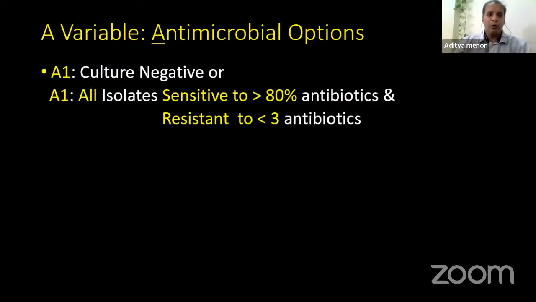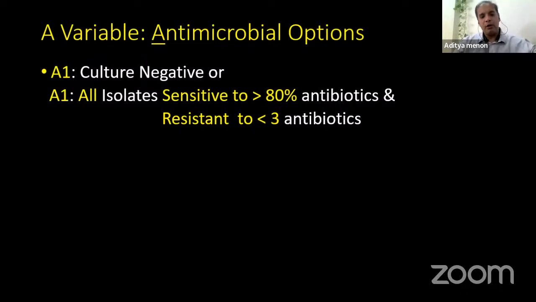Looking at the antimicrobial options, logically, it would go from less resistance to maximum resistance. So A1 would be either culture negative or all isolates sensitive to more than 80% of antibiotics, or resistant to less than 3. So the lesser the resistance, the better it is.